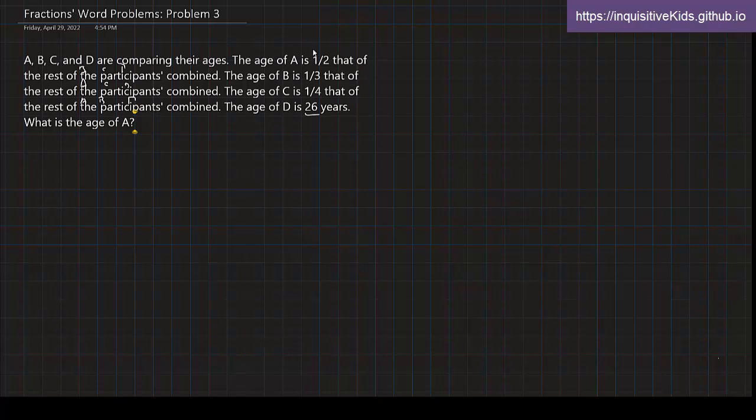Well, the age of A is 1 over 2, which is really 1 to 2, right? This is its ratio form. And altogether, there are 3 parts. So 1/3. Okay, and the age of B is 1/3 that of the rest of the participants combined. 1 to 3, that's the ratio form of 1/3. And in the total, there are 4 parts, so 1/4. Over here, then, it would be 5 parts, so 1/5.